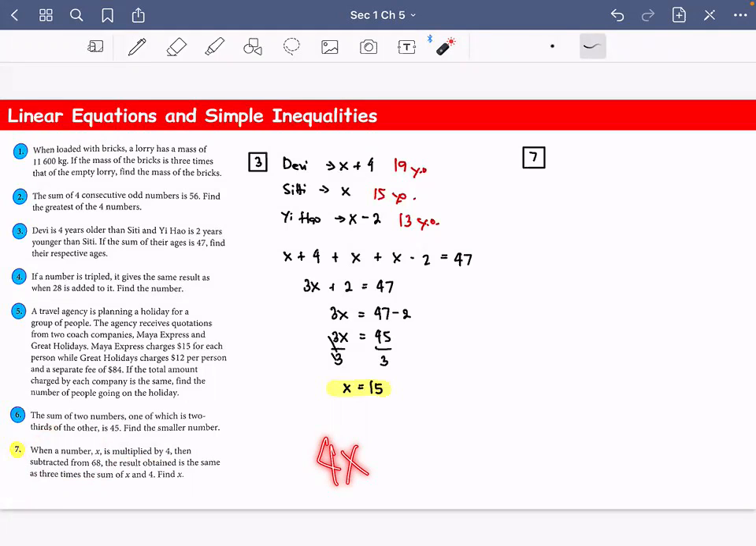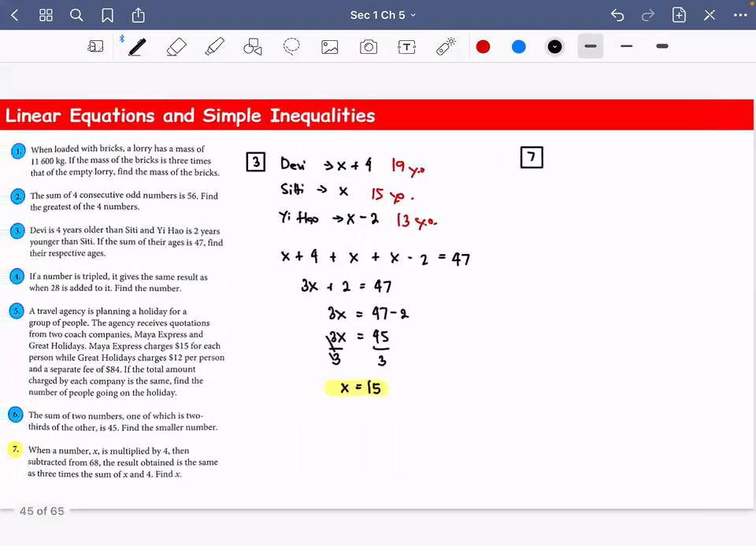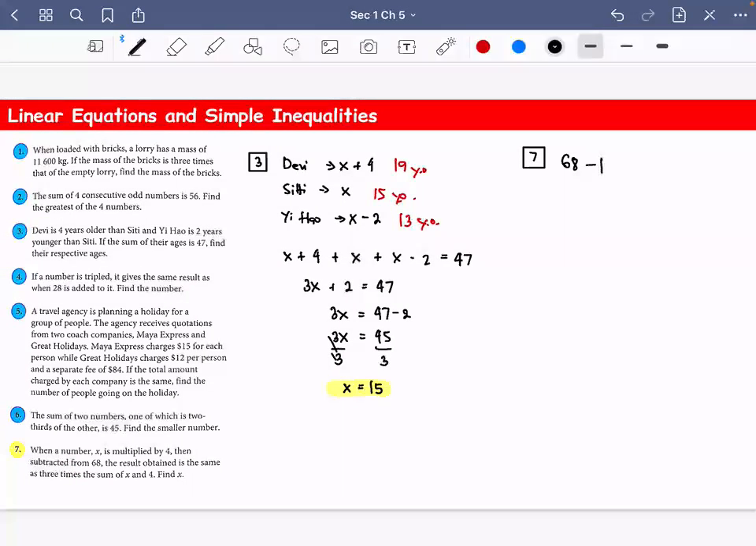From the first phrase, then subtracted from 68. How do you write subtracted from 68? If you have 4x, then subtracted from, so 68 should be in front. So 68 minus 4x. Is that clear, Stella? You switch this. The word from is very important. Coming from, so it came from 68. So that's our first one, 68 minus 4x.